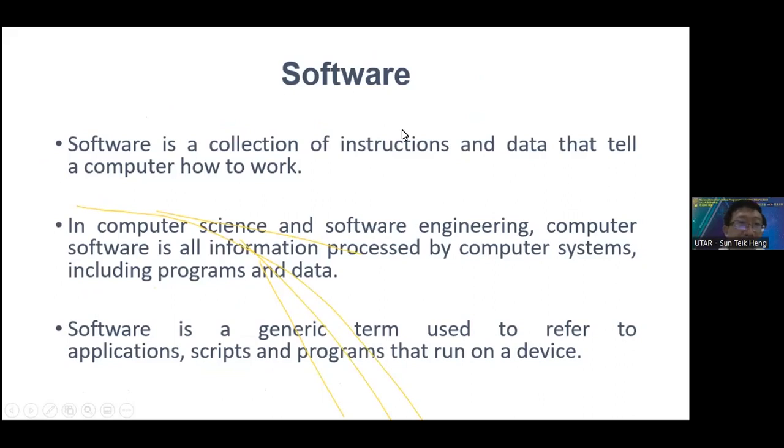So what is a software? Software is actually a collection of instructions and data that tell the computer how to work. So basically, your computer hardware, if you have only the operating system, is still of no use, right? Because you must have the software or the programs. So we have different types of software that serve different purposes.